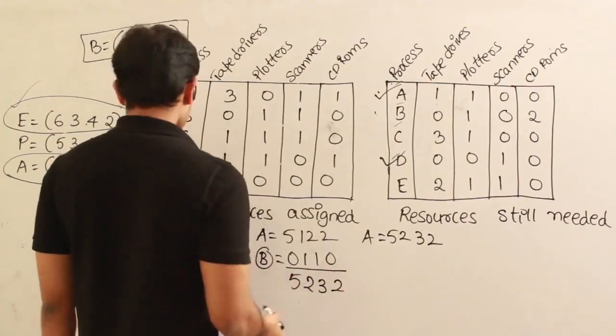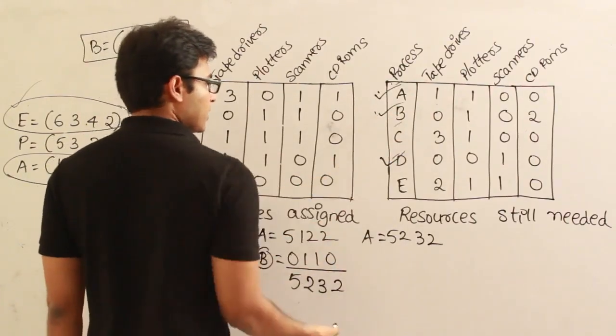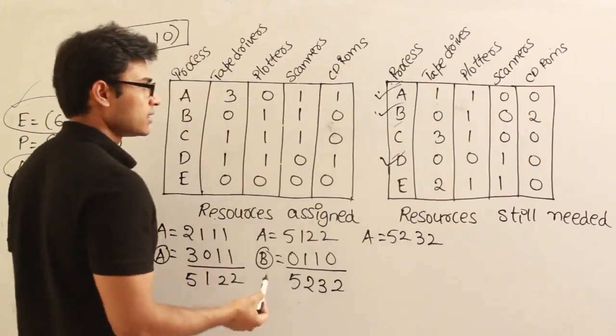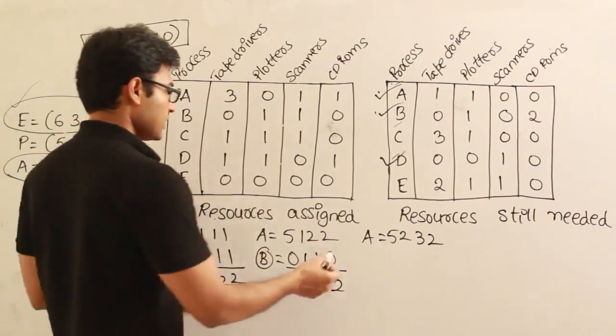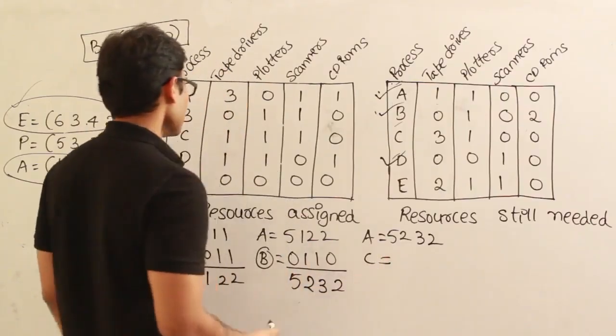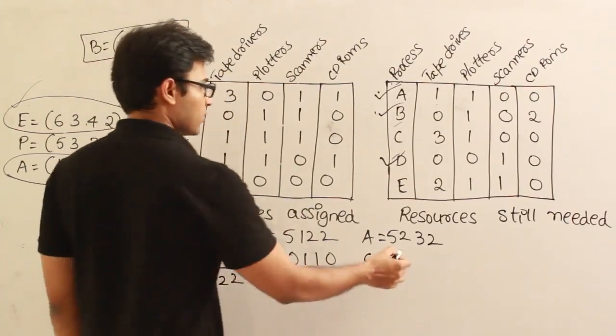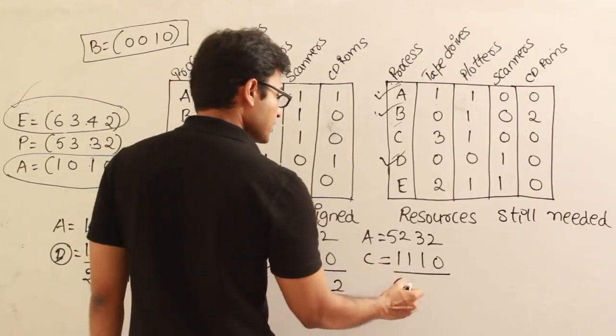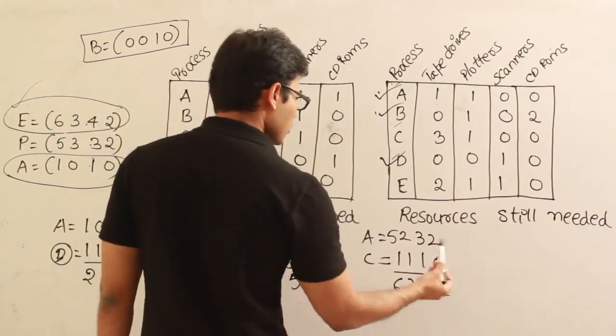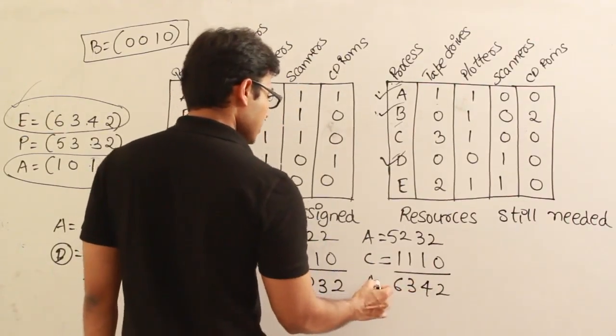Then B is satisfied, A is satisfied, and then C can be satisfied. C requires only 3 1 0 0, and I have 5 2 3 2, right? Therefore, if I release all the resources that C is holding, what is C holding? 1 1 1 0, then what do I get? Then the new availability will be 6 3 4 2, right?